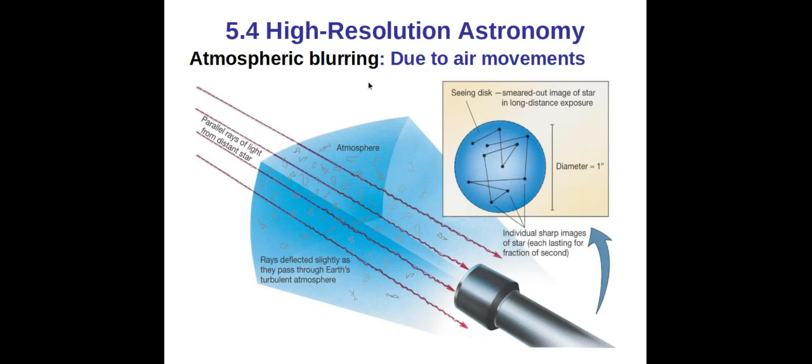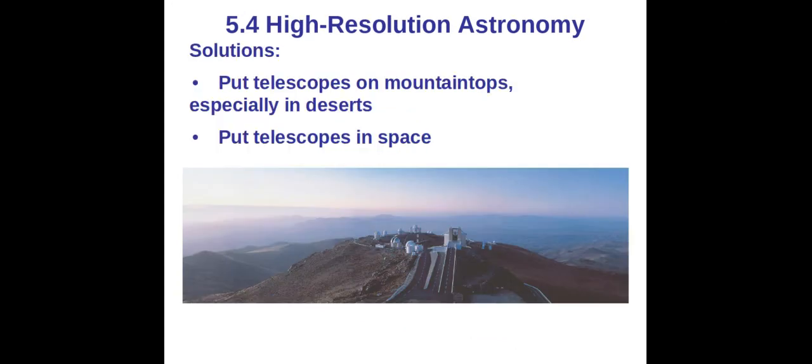Atmospheric blurring occurs because the air in the atmosphere is moving around, so the light gets scattered a little bit. So what do we do? We put the telescopes on mountaintops, especially in deserts, because in the deserts, you're going to have less water vapor, less stuff to get in the way. And if you put them on mountaintops, that just makes the atmosphere and the air thinner. But obviously the best place to put them, but they're more expensive and harder to deal with, is space. If you put them in space, then you don't have to have the problem of looking through the atmosphere.